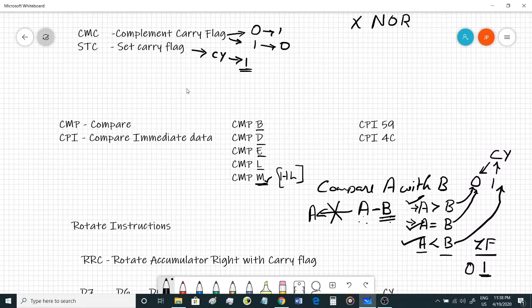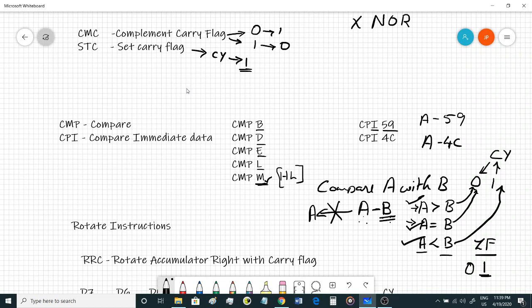Now there is another instruction, CPI, which stands for compare with immediate data. Whenever there is an I, it means that you are comparing with immediate data, or you are giving immediate data in the instruction itself. Since this is CPI, it means compare with immediate data. So you are going to compare A with 59, whatever data you give over here, or A minus 4C will be your operation.